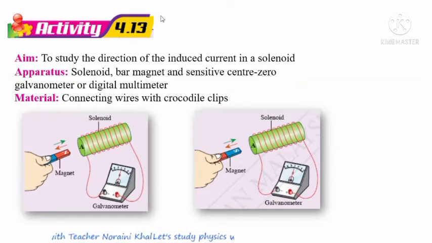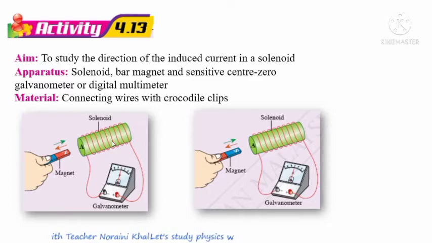Let's look at activity 4.13 to study the direction of induced current in a solenoid. So we have here a solenoid, a bar magnet, a sensitive center-zero galvanometer or digital multimeter, and connecting wires with crocodile clips. I have discussed in my previous video, when a bar magnet is moved towards a solenoid, the solenoid will cut the magnetic field lines of the bar magnet, thus producing induced EMF across the solenoid.